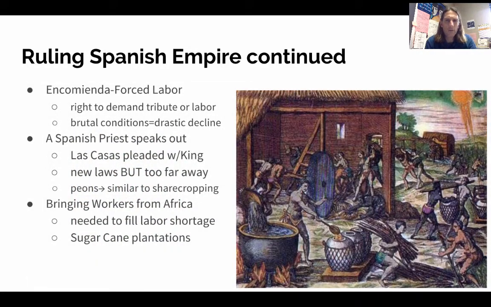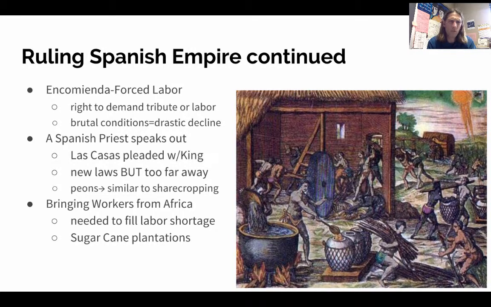And so Spain does make some changes. They do pass new laws. The problem is they're too far away. And so it's kind of like when the cat's away, the mice will play. So the Spanish settlers in the Americas do whatever the heck they want anyway.